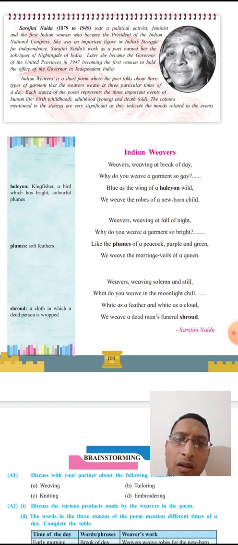We are weaving for the newborn child, and that's why we are so happy, as childhood represents happiness, because there are no responsibilities, there are no burdens, there are no bans and restrictions on the newborn child, and the newborn child is very happy, and that's why the weavers are also very happy. So the first stanza represents childhood.